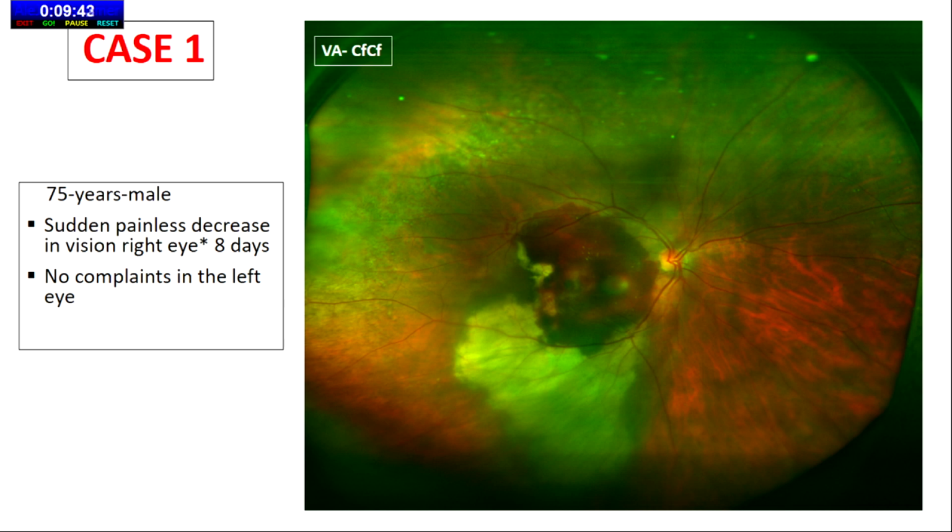Case one: a 75-year-old male had sudden painless decrease in vision in the right eye for 8 days. No complaints in the left eye at this point. Count fingers vision, you can see a pretty large submacular bleed. Also would have had, I think, a bleed in the past, which, because it's altered and below the infratemporal arcade, doesn't take rocket science to know what that is.